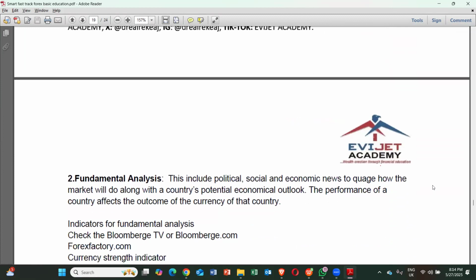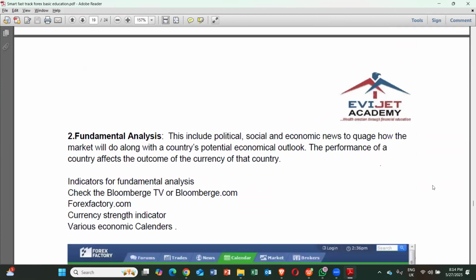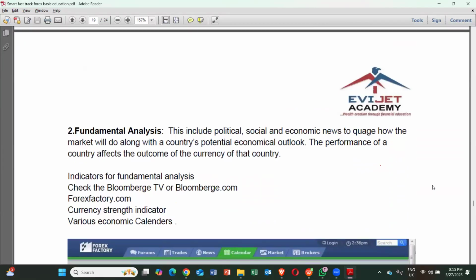Now, after technical analysis, we have what is called fundamental analysis. Now, what is fundamental analysis? So this includes political, social, and economic news that gauge how the market will do, along with a country's potential economic outlook. The performance of a country affects the outcome of the currency of that country.